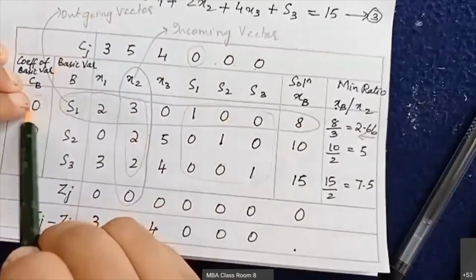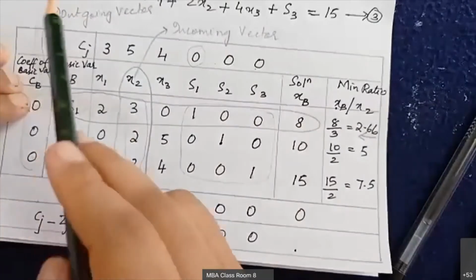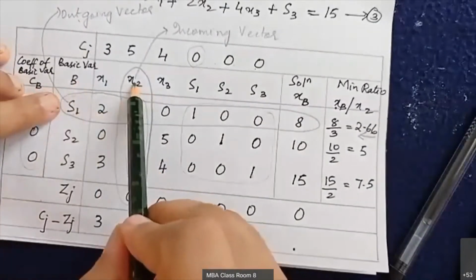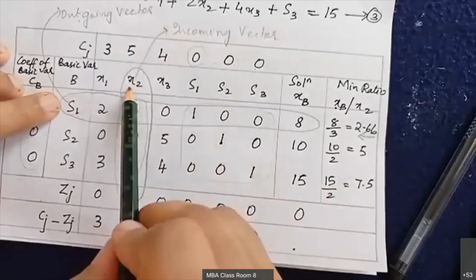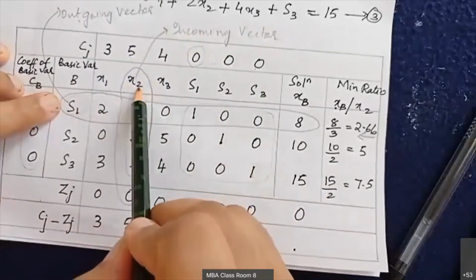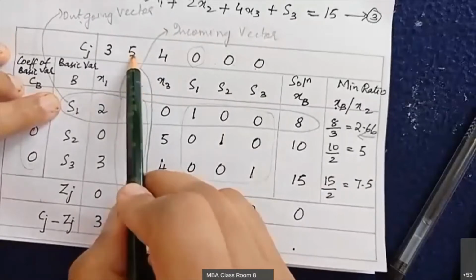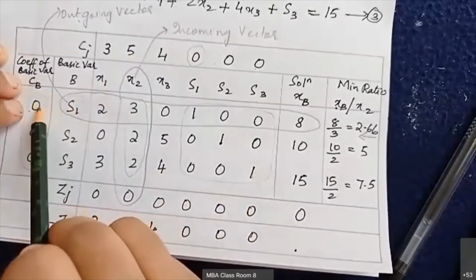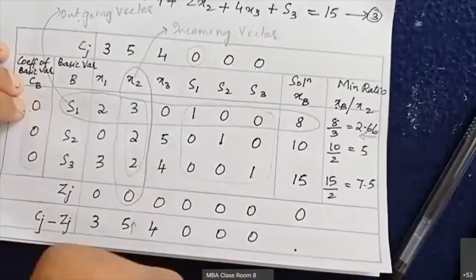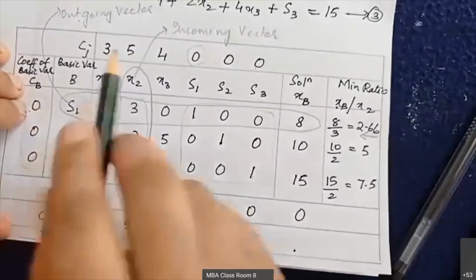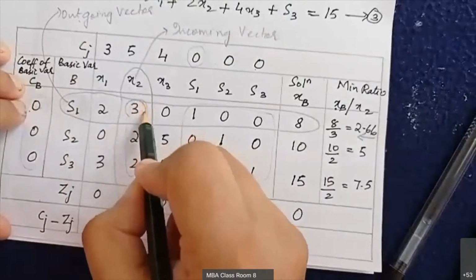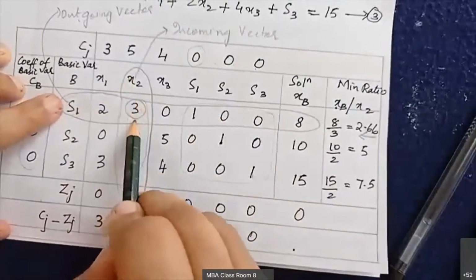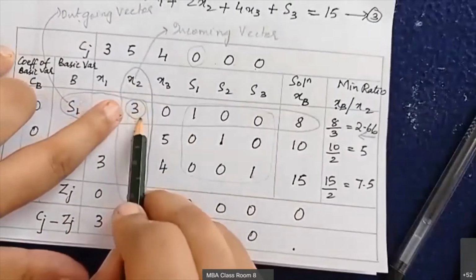Along with that, the coefficient of S1 also will go outside the simplex table. Instead of that, the incoming vector will come. Incoming vector over here is X2. Its coefficient is 5. So over here we will have X2 and over here we will have 5 in the next simplex table. Is it clear till then? There is one more thing. The intersection of the incoming vector and the outgoing vector, which is 3, will be called the key element.